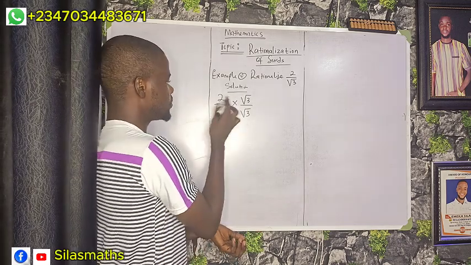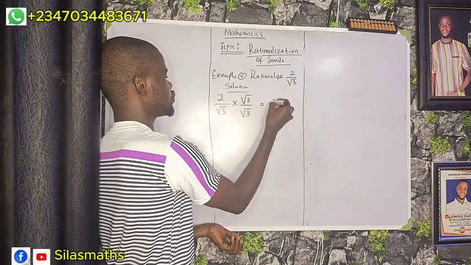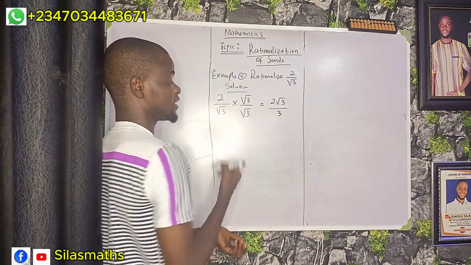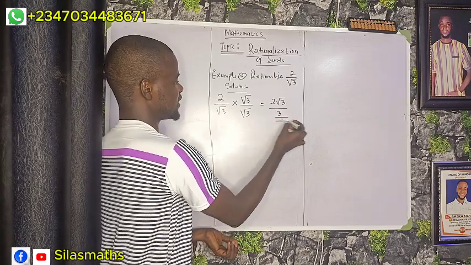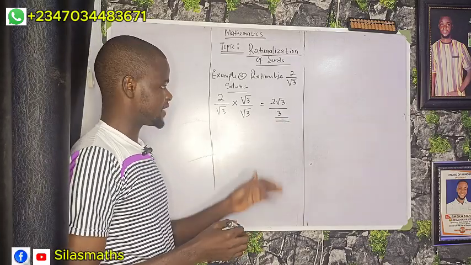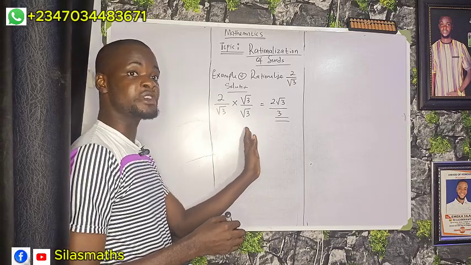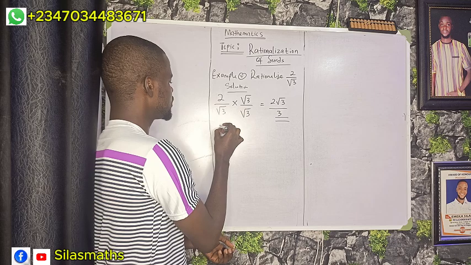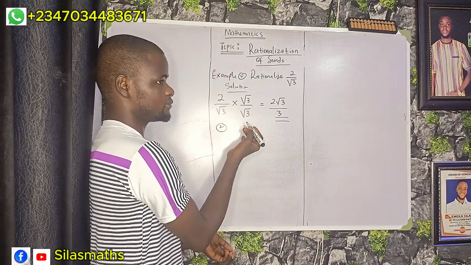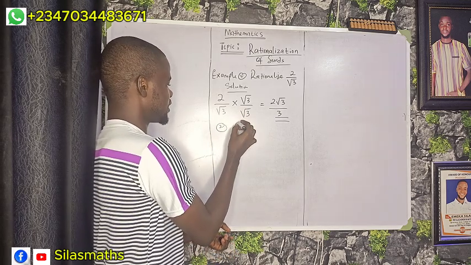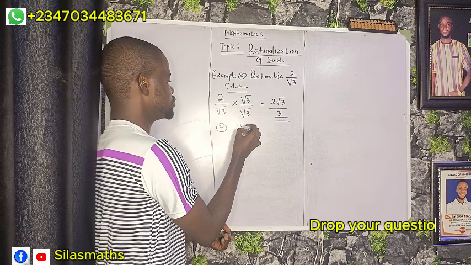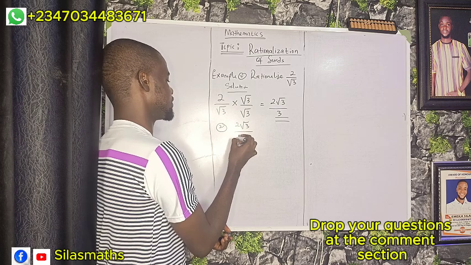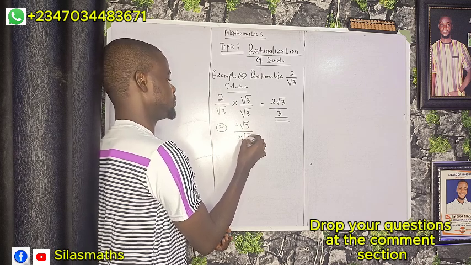So doing this now will give us 2 times this, which is 2 root 3, while this times this is going to give us 3. Is that not it? Yes, that is it. So this is the answer. I've rationalized that. I've removed the square root at the denominator. Simple. Example 2. Rationalize this. Okay, let me say 2 root 3 over, let me see, 3 root 2, something like this.